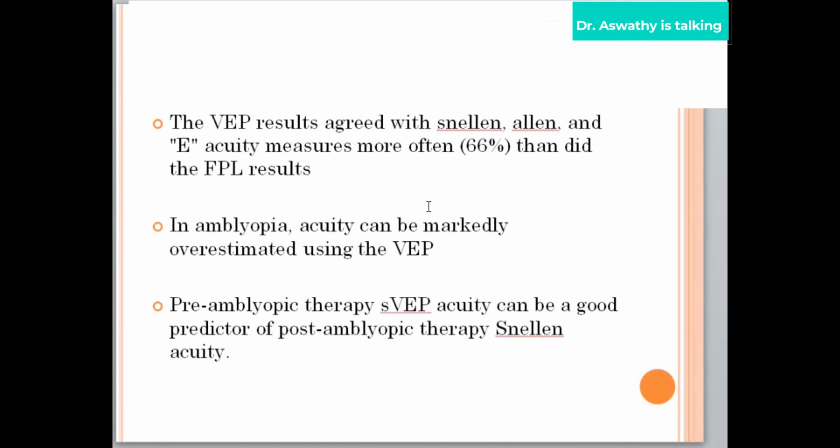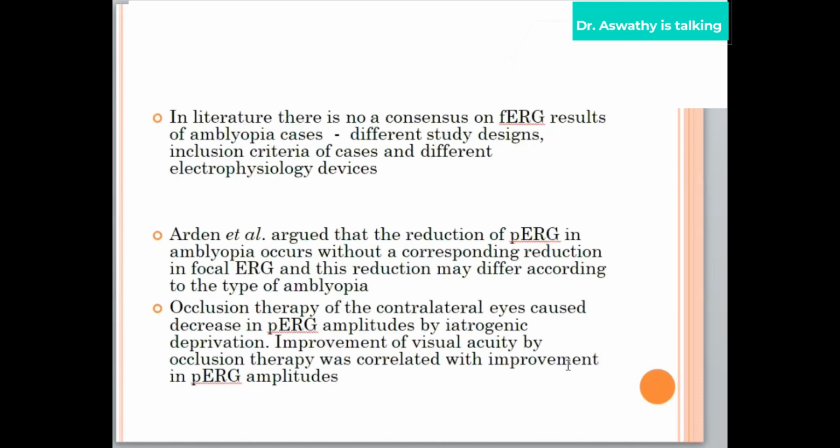Now, as I said, it was also used in estimating the visual acuity. The visual acuity can be estimated by altering the check size. And the VEP results generally agreed with the Snellen, Allen, and E acuity measurements more often than the forced preferential looking tests. But in amblyopia, the acuity can be markedly overestimated using a VEP. And one study says that the pre-amblyopia therapy sweep VEP acuity can be a good predictor of post-amblyopia therapy Snellen acuity. Now, that's all about VEPs.